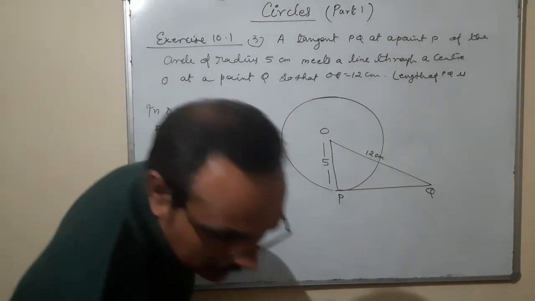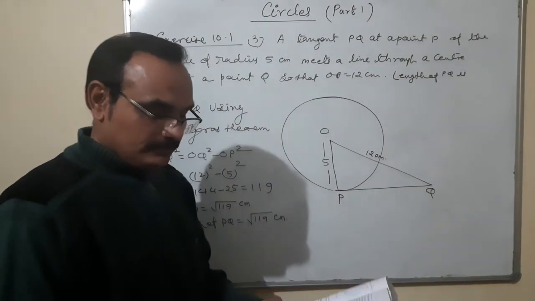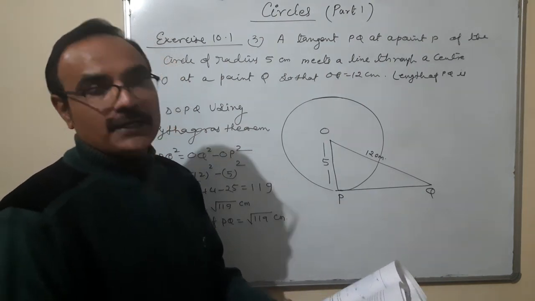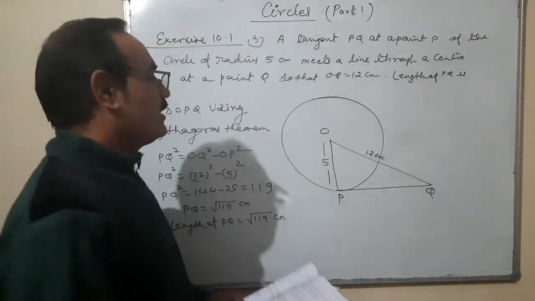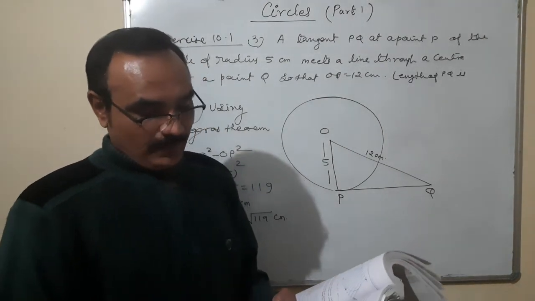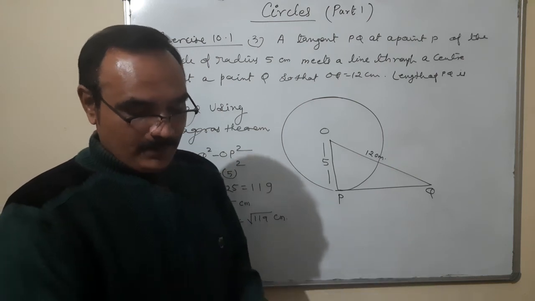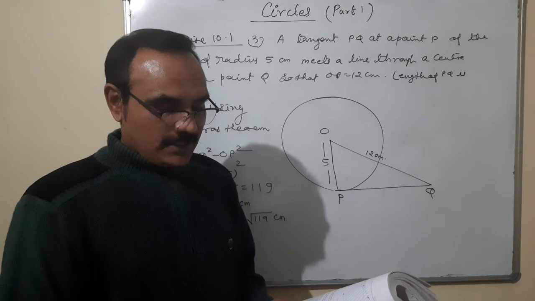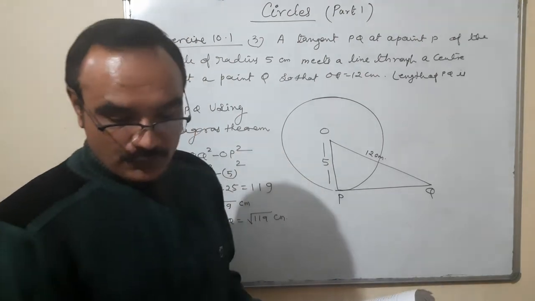Okay. So the correct option, there are 4 options: 12 centimeter, 13 centimeter, 8.5 and under root 119 centimeter. Under root 119 centimeter is the correct option. So this is exercise 10.1. Nothing special in it. One more question is given, question number 4.